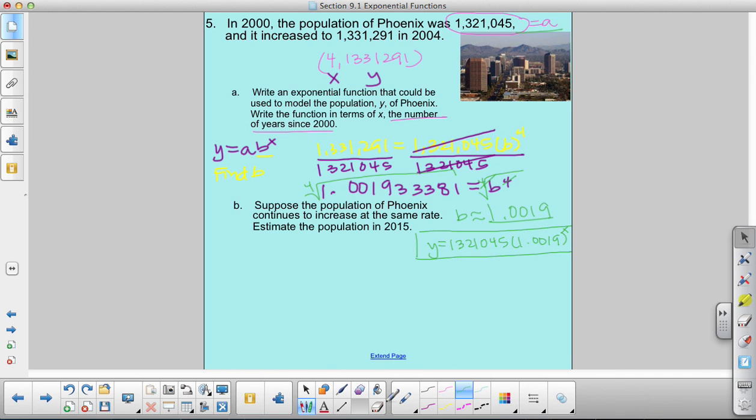For part B now, it says, suppose the population of Phoenix continues to increase at the same rate. Estimate the population in 2015. Now, you cannot just enter 2015. You have to remember X is the number of years since 2000. So you would do 2015 minus 2000 to figure out how many years it is. This one's nice and easy because you can count. That's going to be 15 years. And then into my equation, I would plug 15 for X.